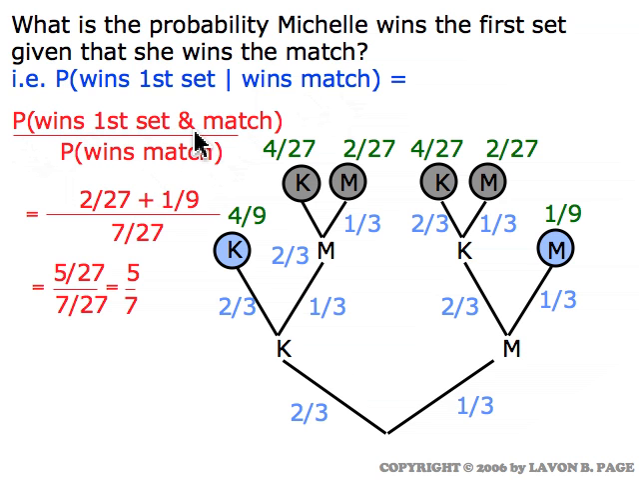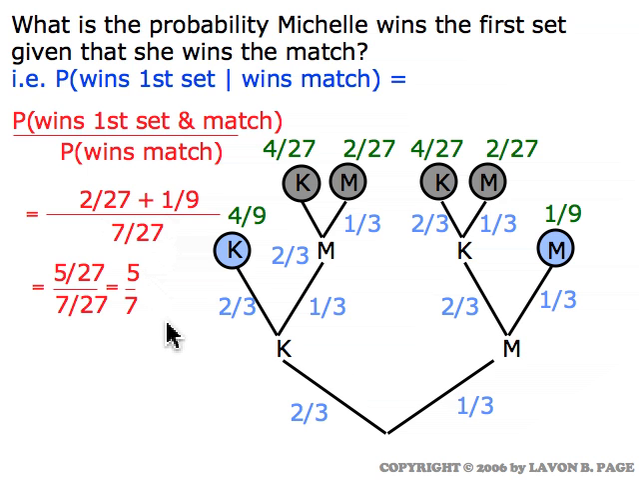The numerator is the same as it was in the previous calculation because we're talking about the same 2 outcomes. These are the 2 cases where she wins the first set and wins the match. Now we're dividing by the probability of her winning the match, which would be the sum of the probabilities of these 3 cases, this one, and this one, since those are the cases where she wins the match. We add their probabilities and we get 2/27 plus 2/27 plus 1/9, which is 3/27, is the 7/27 shown here. Do the arithmetic and we get 5/7.